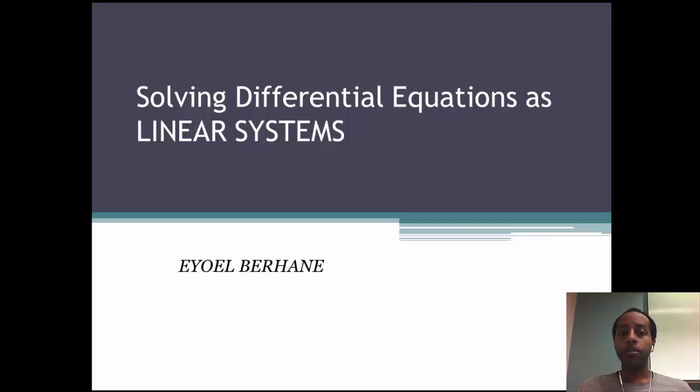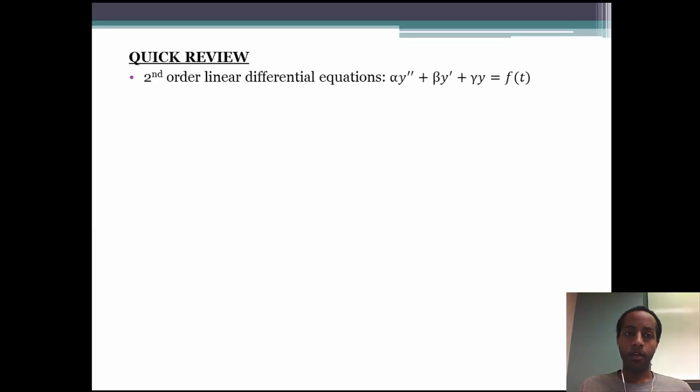I'm going to be showing you how to solve differential equations as linear systems. So for a quick review, the formula we have for a second order linear differential equation takes this form, where alpha, beta, and gamma are constants, and when we have this function, we make it equal to what we'll call f of t. Now there are two cases.